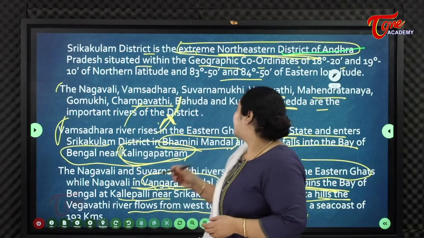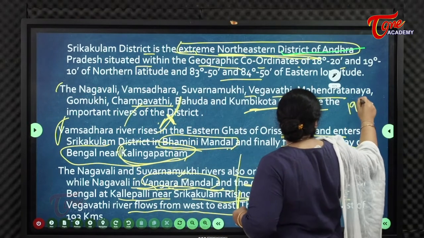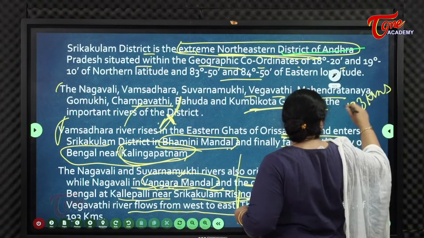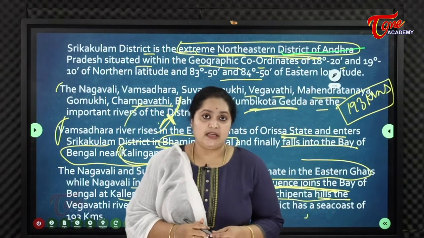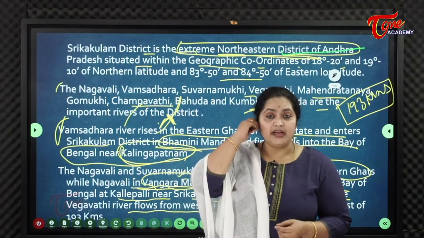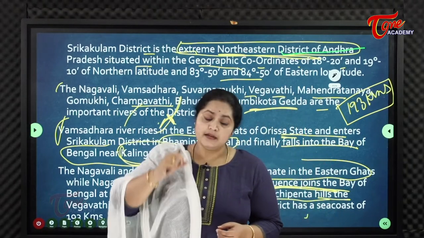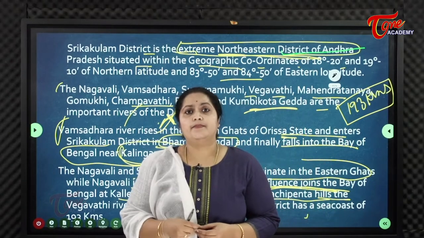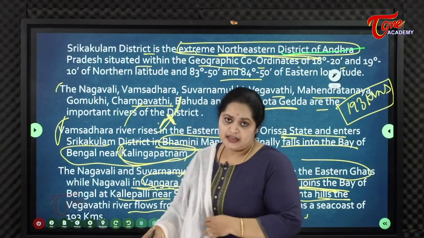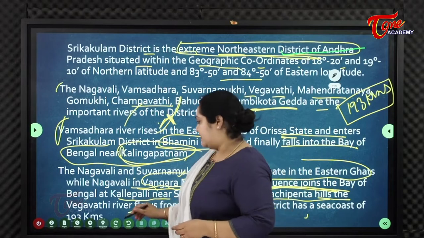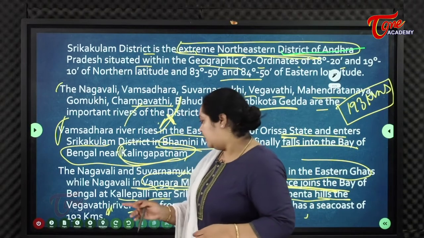In total, Srikakulam has 193 kilometers of coastline. How much? 193. That is the highest in all of AP. Srikakulam has the longest coastline in Andhra Pradesh, 193 kilometers.